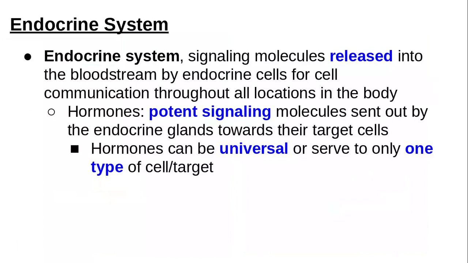So the endocrine system is the main body system we've been talking about and discussing in this section. This is when signaling molecules are released into the bloodstream by endocrine cells, and this allows cell communication to happen anywhere in the body. So this is the long-distance cellular communication we've been talking about. These hormones can be universal, or they could serve only one type of target cell. There's hormones that do both.